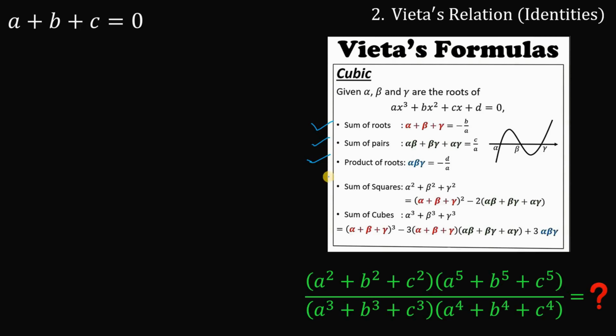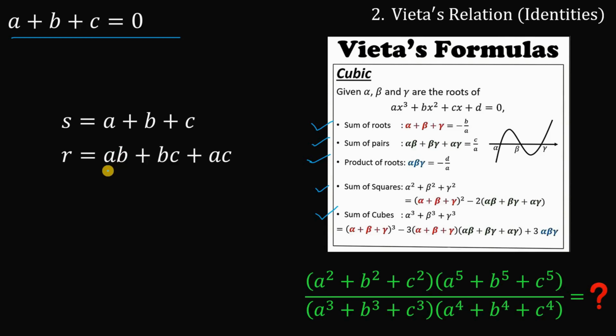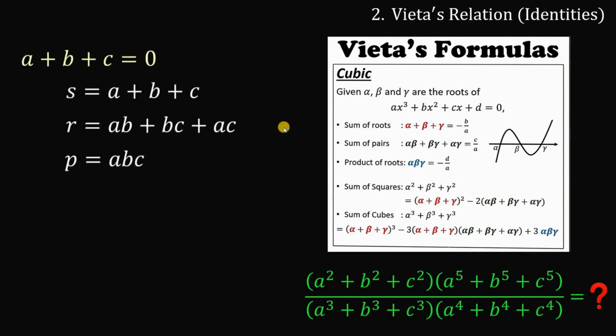But we are interested in the sum of squares and the sum of cubes. Now, in our given situation, the roots of our cubic are a, b, and c. So we can set s equal to the sum of the roots, r be the sum of pairs, which is ab plus bc plus ac, and p as the product of the roots a, b, and c. Now, there's a special case when the sum of the roots is equal to 0, or a plus b plus c equals 0.